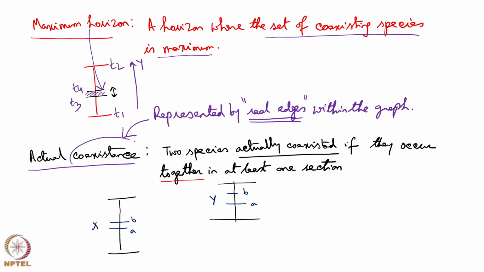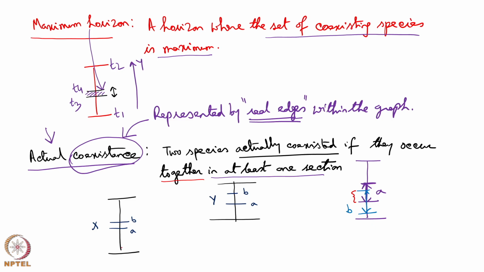Once we say coexistence, there are two types of coexistence. One is called actual coexistence. What is that? Two species actually coexisted if they occur together at least in one section. For example, in this time range, say this is the range when species A was there and this is the range when species B was there. So they have coexisted within this time span and it is found in at least one section. So we call such coexistence the actual coexistence.